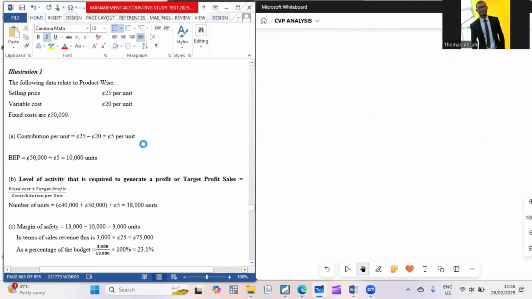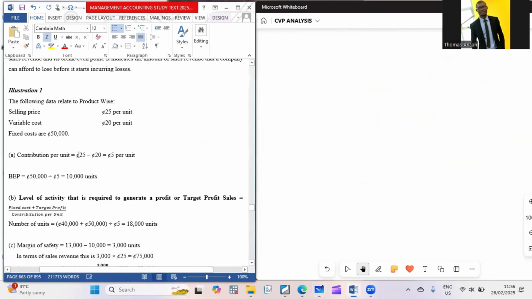CVP is actually a very simple thing. We have a selling price, variable cost, and also fixed cost. And clearly, if you want to find your contribution per unit, I'm not going to write much on the board. This is selling price, this is variable cost, you can find your contribution. So your contribution gives you what?